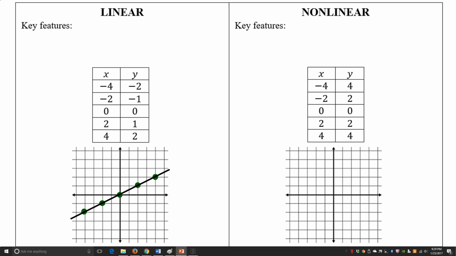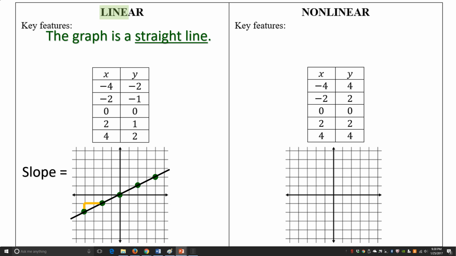So one of the key features of a linear function is that it results in a straight line, one continuous straight line. And you'll notice in the word linear is the word line. That's to remind you that a key feature is the graph is a straight line. Now, additionally, there's one other key feature of a linear function. And if you look down here at the graph, we have a constant slope, a constant rate of change. It's rising 1 and running 2. So we have a vertical change of 1 and a horizontal change of 2.